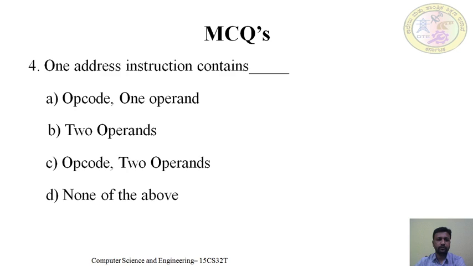Accumulator is used in which address instruction? Option A 1, option B 2, option C 3, option D 0. Accumulator is used mainly in one address instruction, because one address instruction has only one operand. The other operand is the accumulator. So the answer for this is A, 1.